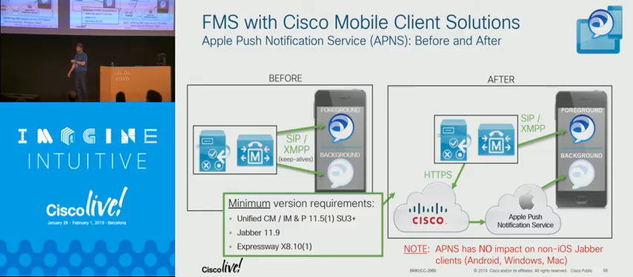And the last thing, worth emphasizing: no impact to non-iOS devices. If you don't have iOS devices, you don't have to worry about this. Android, desktop, all of those operate just like the SIP and XMPP keepalives. It's just the iOS devices this impacts. The OAuth and fast login capabilities apply to all clients, but Apple push notification is just for iOS devices.